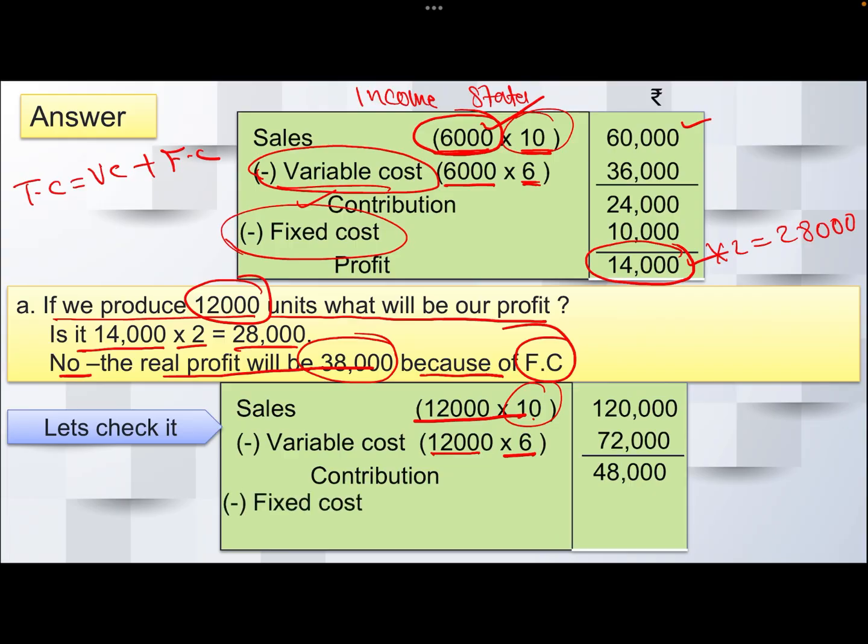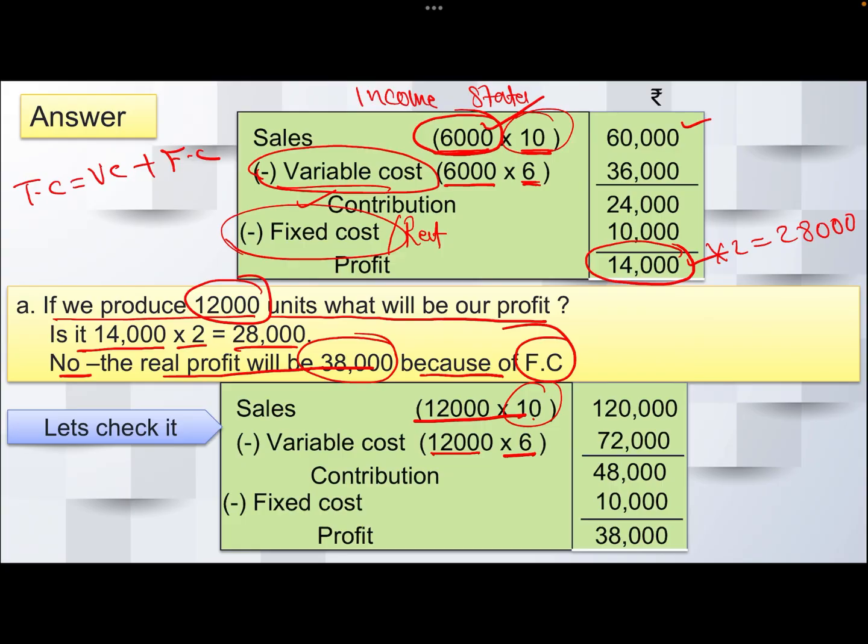That is the trick here. Fixed cost, we can assume it's rent. Whether you produce 6,000 units, 5,000 units, 10,000 units, or 12,000 units, the fixed cost remains unchanged. So here fixed cost will be 10,000, then the profit will be 38,000. When you produce more and more units, fixed cost remains unchanged.